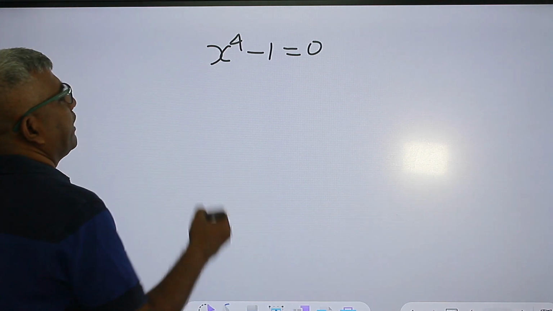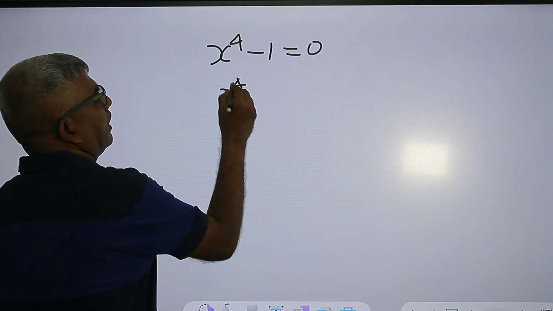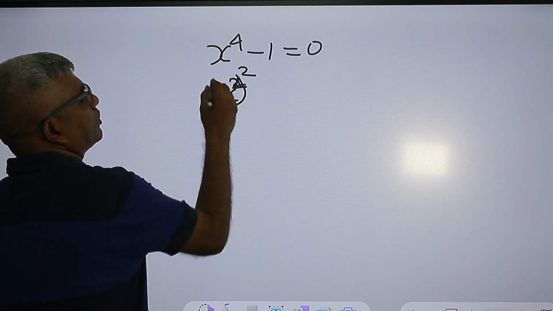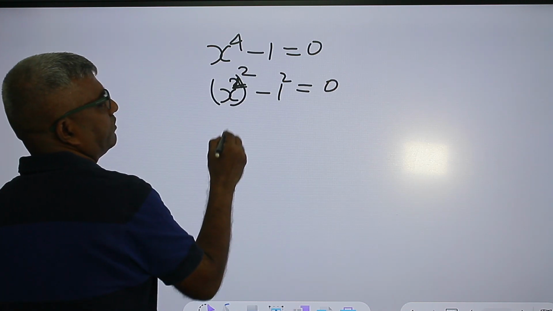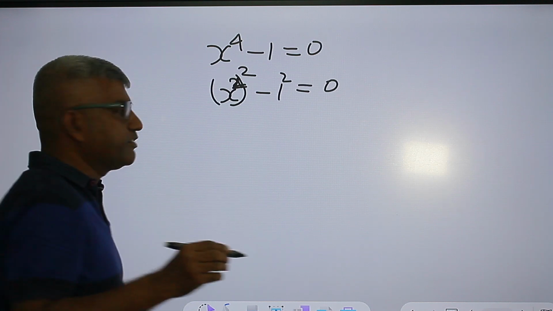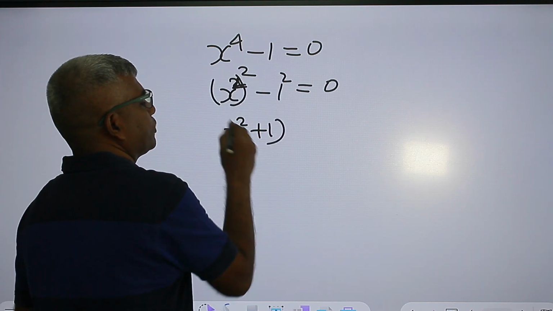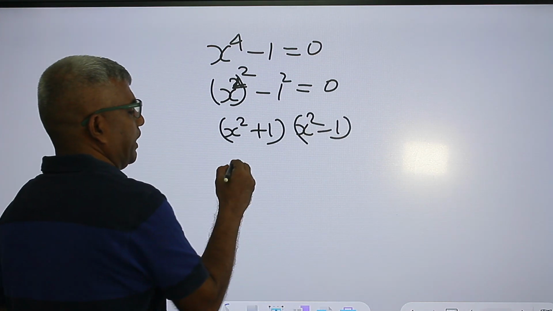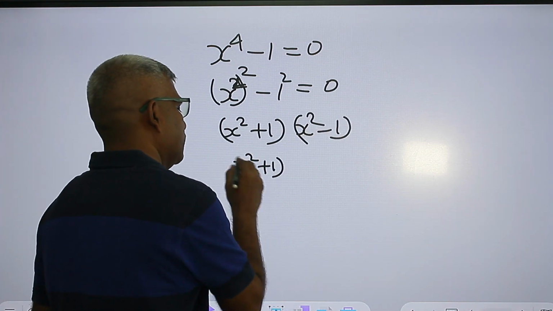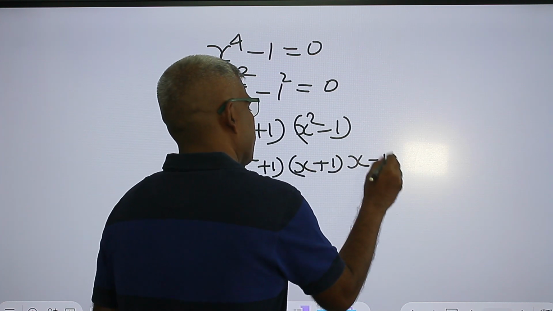x power 4 minus 1. x power 4 minus 1 is nothing but x squared whole squared minus 1 squared equal to 0. Okay, x power 4 is x squared squared. Now a squared minus b squared, so x squared plus 1 times x squared minus 1. x squared minus 1 we can easily do: x plus 1, x minus 1.